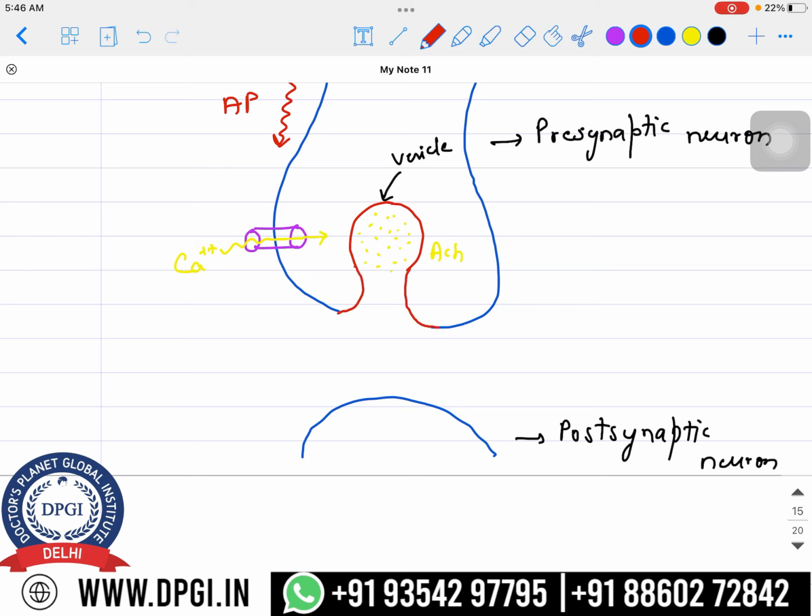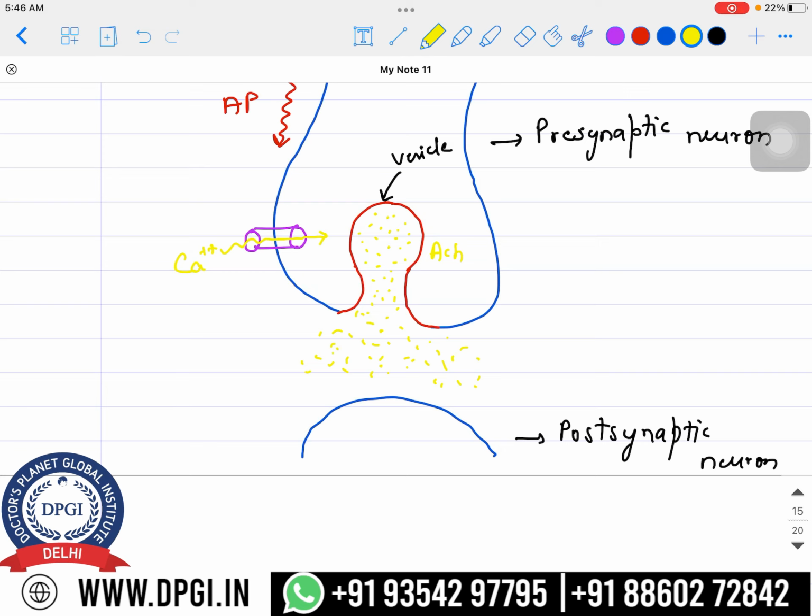So who is doing that? Because of this calcium ion influx, it is happening. As a result, what will happen, guys? This acetylcholine will have a chance to go outside and come into this particular synaptic gap, right? This is the synaptic gap, basically. So what is this?